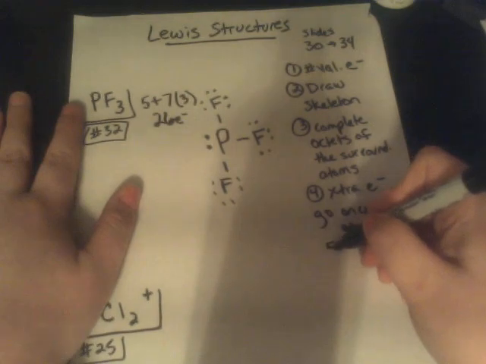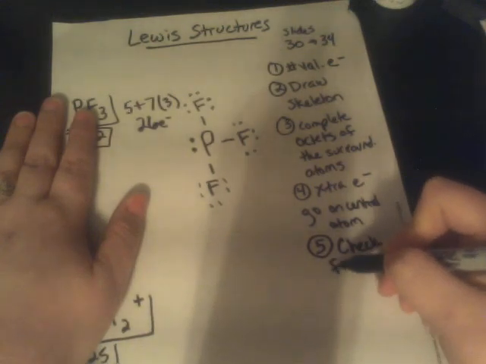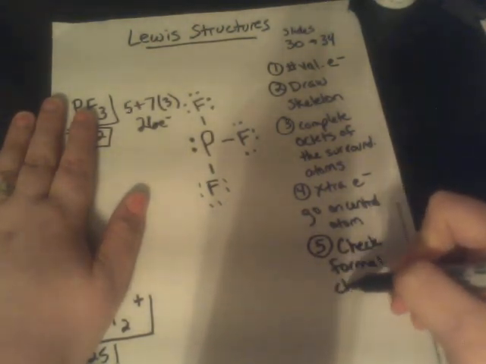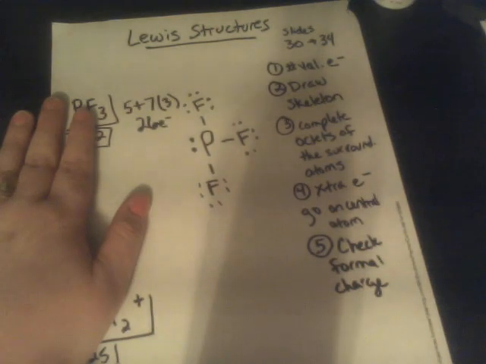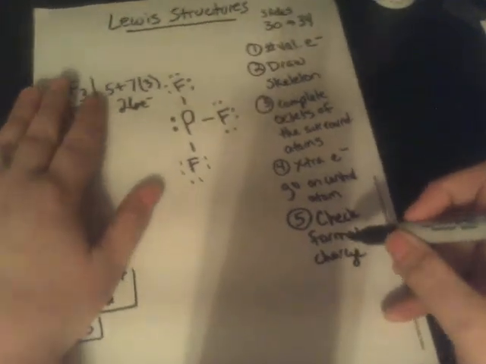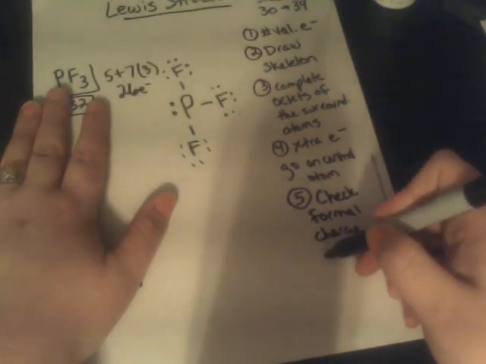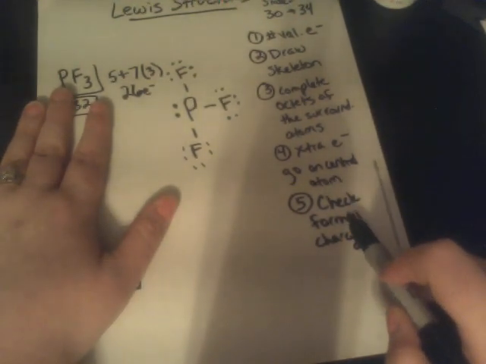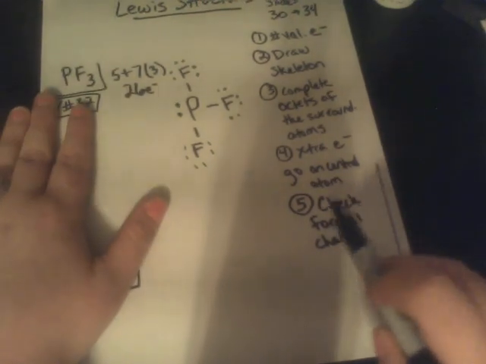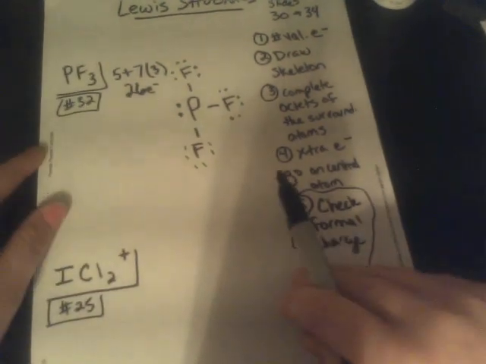There is a fifth step where we have to check the formal charges. The fifth step is where we may or may not add double bonds and so on and so forth. This is where we may rearrange electrons in order to get our double bonds. We're going to do formal charge in a different video. This video is just to draw. So for this one, just take my word for it, these are the correct formal charges.